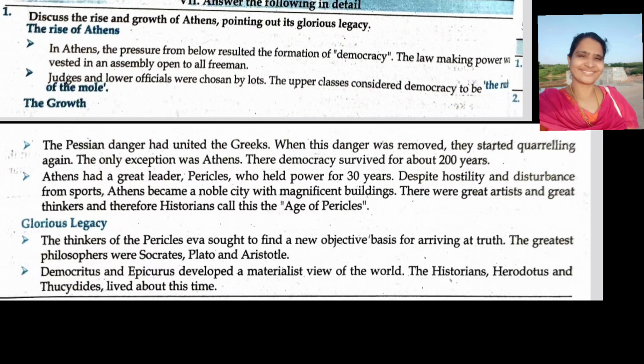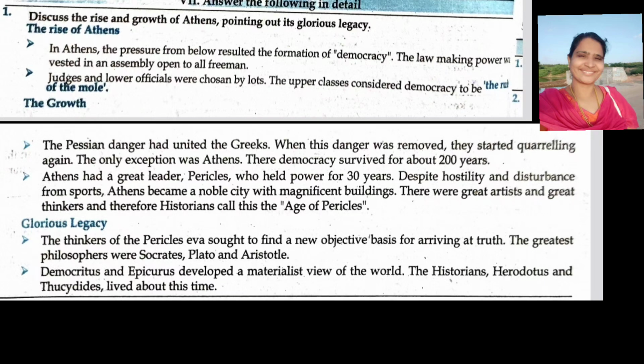Rise of Athens. In Athens, the pressure from below resulted in the formation of democracy. The law-making power was vested in an assembly open to all freemen. Judges and lower officials were chosen by lots. The upper classes considered democracy to be the rule of the mob. Okay, so in Athens, the pressure came from the people, and they themselves decide everything.